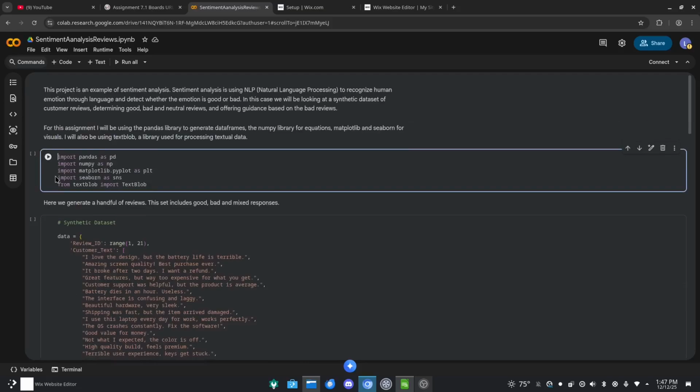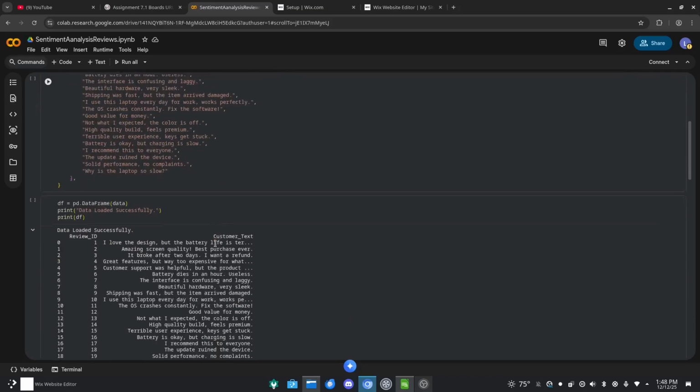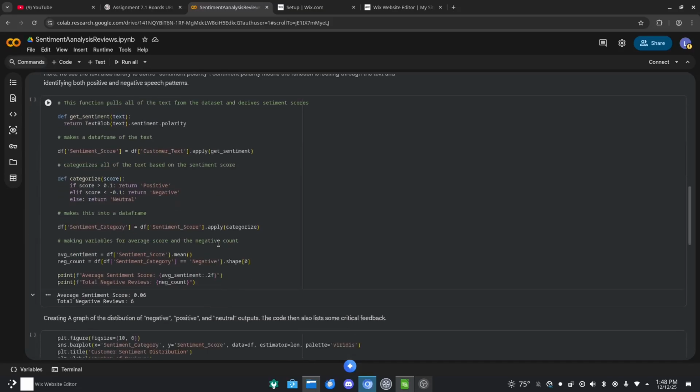So first things first, I load the libraries. I make a synthetic data set, and this data set is basically a bunch of reviews for a laptop. They can range from good, bad, okay, depending on the sentiment and how they feel about the laptop. So we make the data frame, of course, and then we do the sentiment analysis.